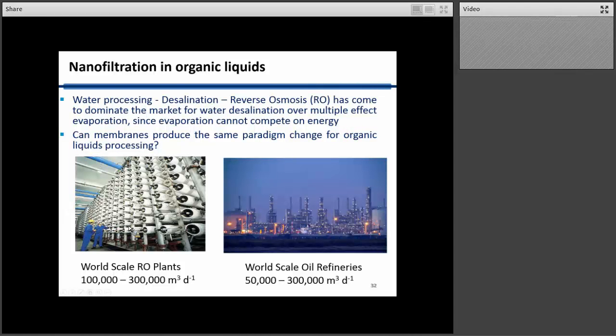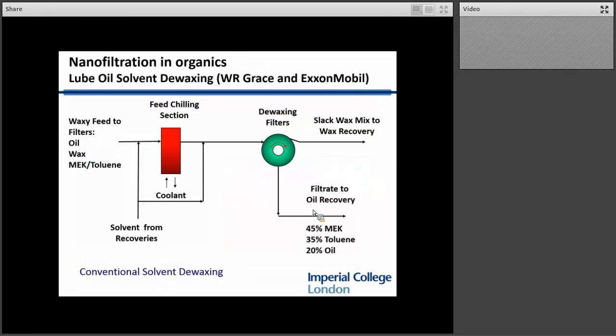So this is a picture of a modern desalination plant. They handle 100,000, 300,000 meters cubed per day, so large flows. But if you look at the same equivalent volume processing plant for organic liquids, for example, an oil refinery, all you can see is distillation columns. So membranes haven't made anything like the inroads into distillation and into organic liquids processing that they have into water processing. So the question is, can membranes produce the same paradigm change for organic liquids processing as they have for water? And the answer is maybe in some cases. And I'll start off by giving the example of the largest organic liquids filtration plant ever built so far.